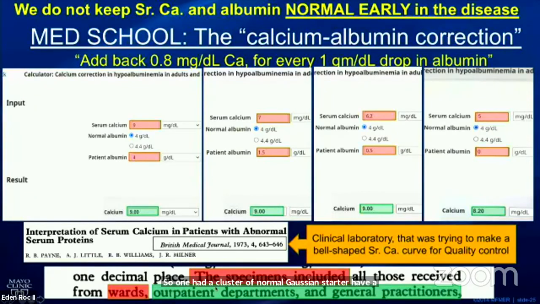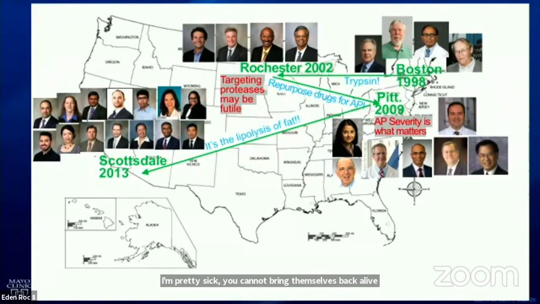And what you see over here is that they had 2 peaks, which they could normalize with this calculation. But this was never meant to be implied clinically, never meant to be used clinically. In fact, the only corrections we do with calcium are once the patient's already in the ICU and pretty sick. You cannot bring dead cells back to life. The correction perhaps needs to be done early.